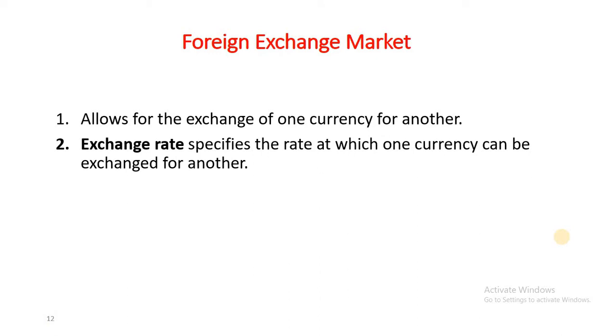In a foreign exchange market, exchange rate means the price of the currencies, or in other words, exchange rate specifies the rate at which one currency can be exchanged for another. For example, $1 is equal to 85 taka. That means exchange rate of dollar is 85 taka. So price of $1 is 85 taka. So exchange rate simply indicates price of a currency.